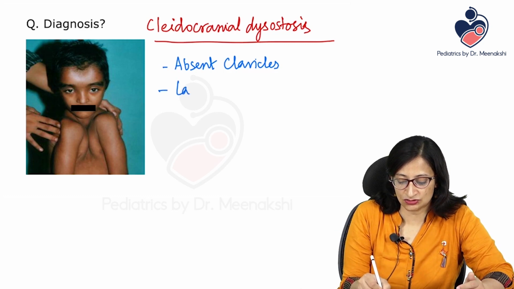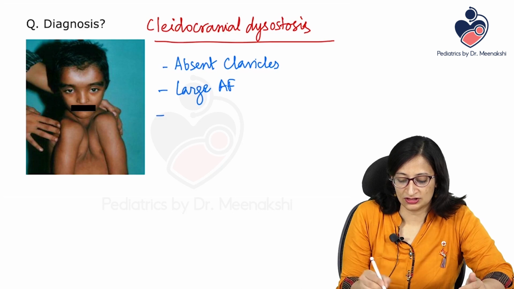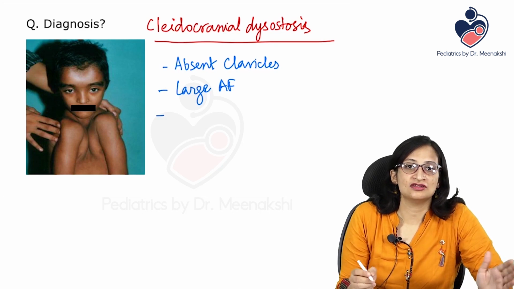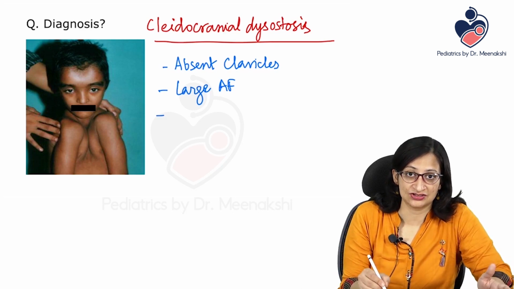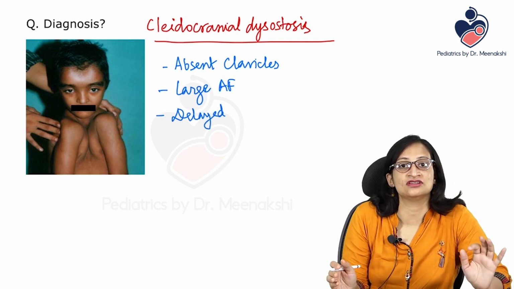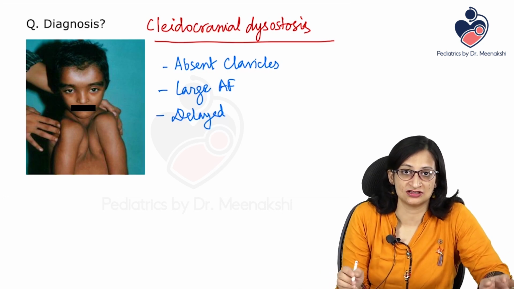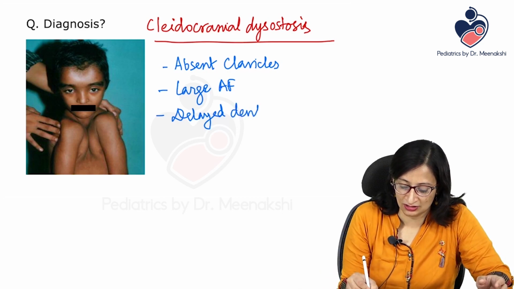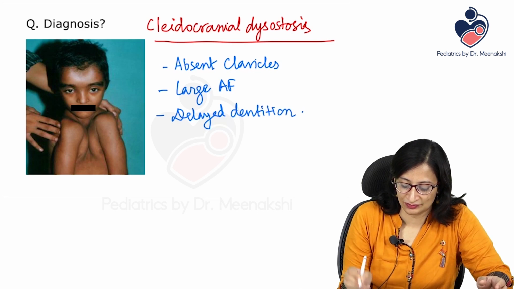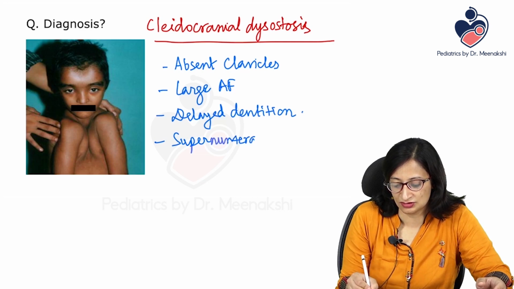In these individuals, you get a large anterior fontanelle during infancy. And apart from that, they also have delayed dentition, okay. What do you mean by delayed dentition? We call it delayed dentition when no teeth appear by the age of 13 months. So delayed dentition. And supernumerary teeth are also seen. Supernumerary teeth means teeth more than the usual number, okay, supernumerary teeth.